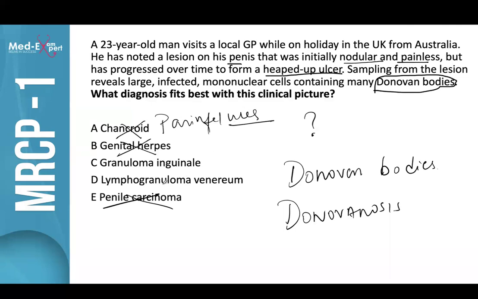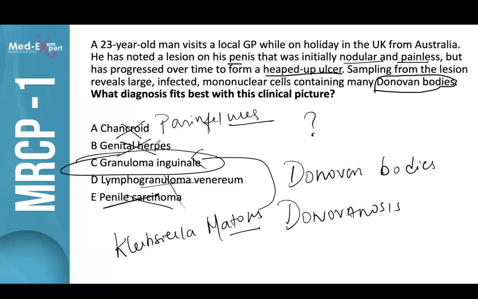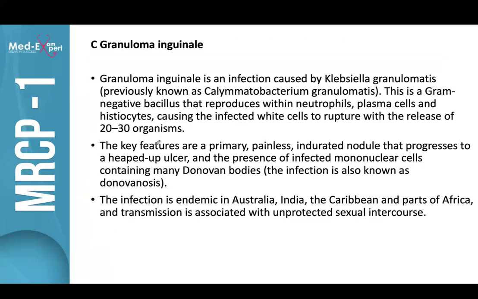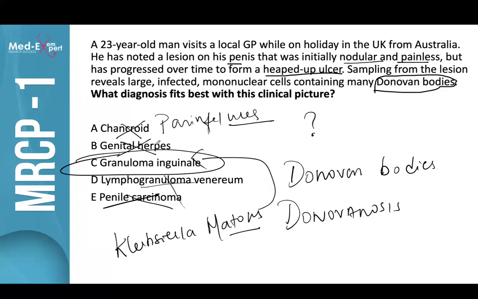All right. It's not lymphogranuloma venereum. It doesn't present like this. It will present with additional inguinal lymphadenopathy and other lymphadenopathy. Here, the only thing that has a Donovan body and a painless heaped up ulcer is an infection due to an organism called Klebsiella granulomatis. And that infection due to this organism is granuloma inguinale. These are know it or know it not questions. You know it, you will answer. You don't know, you won't answer. All right. This is granuloma inguinale.